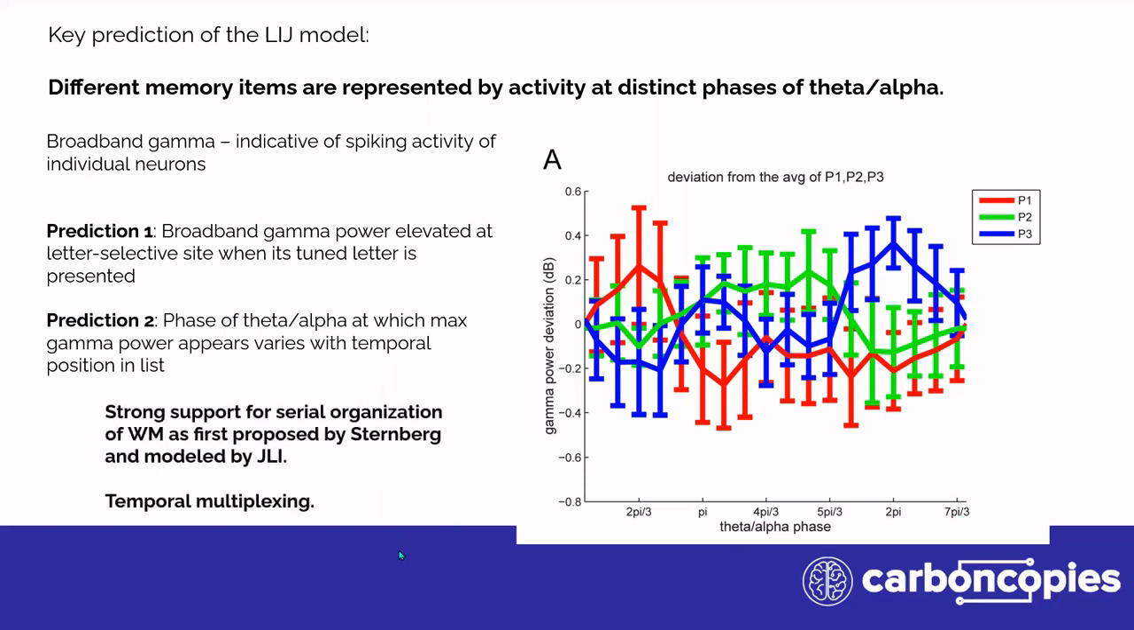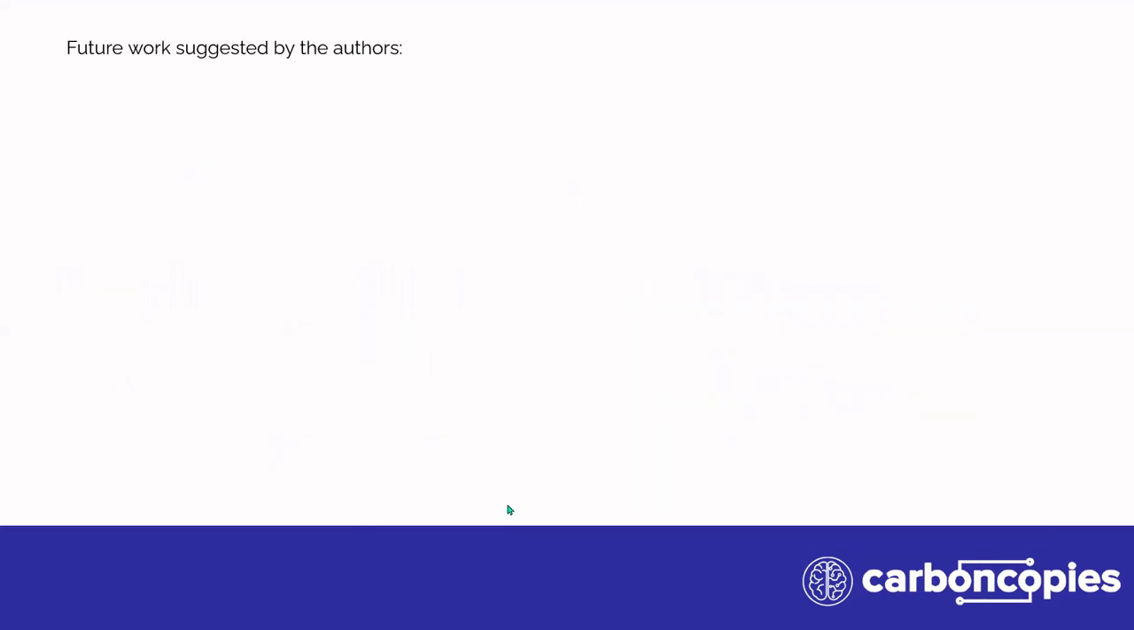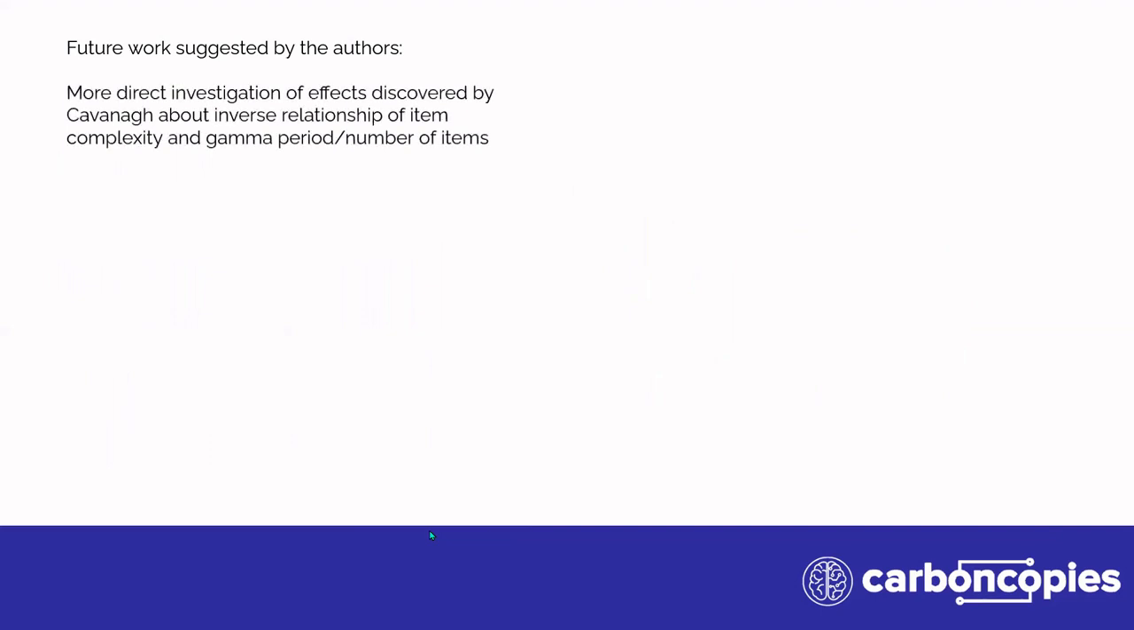This is strong support for the serial organization of working memory as first proposed by Sternberg and modeled by the LIJ, or Lisman-Idiart-Jensen, model, namely for this temporal multiplexing. The authors themselves make some suggestions for future work.